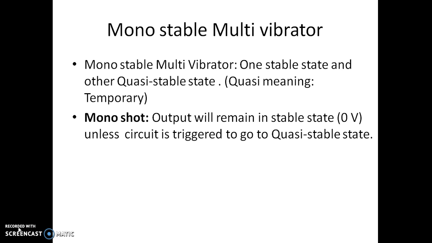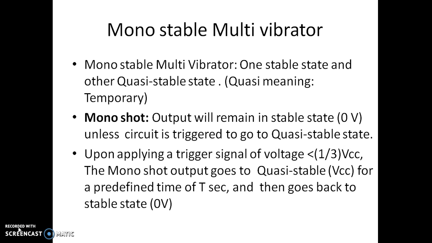So in a monoshot, the output will remain in the stable state of 0 volt unless the circuit is triggered to go to the quasi-stable state. Upon applying a trigger signal of voltage less than 1/3 VCC, which is VTL, the monoshot goes to the quasi-stable state of VCC for a predefined time of t seconds, and then it comes back by itself to the stable state of 0 volt. So this is how a monoshot can be forced to go to the quasi-stable state. Otherwise, it remains in the stable state.